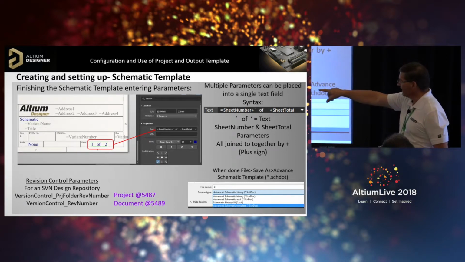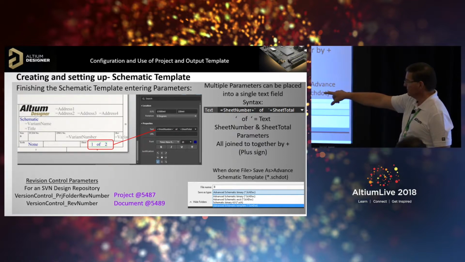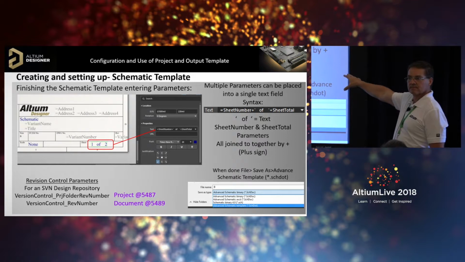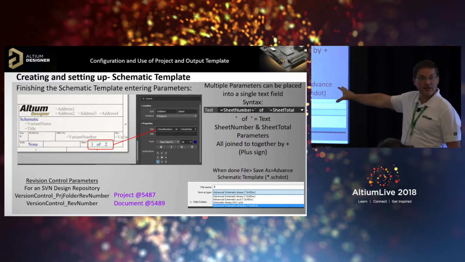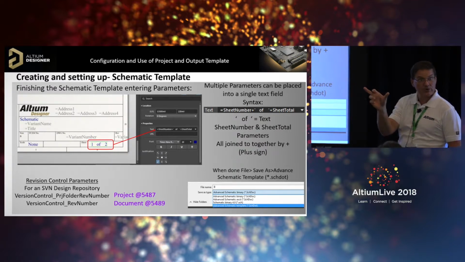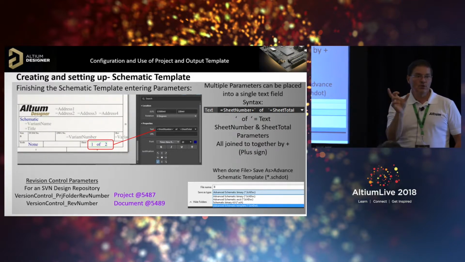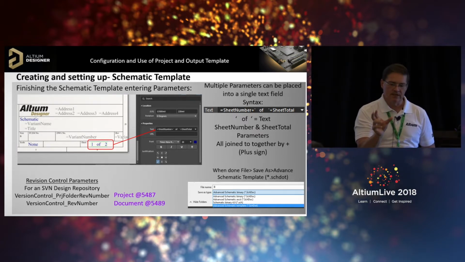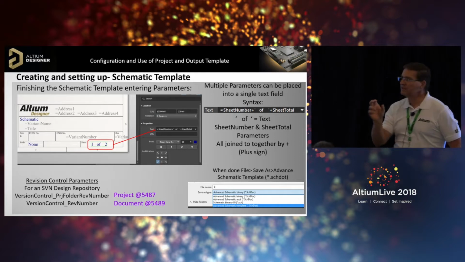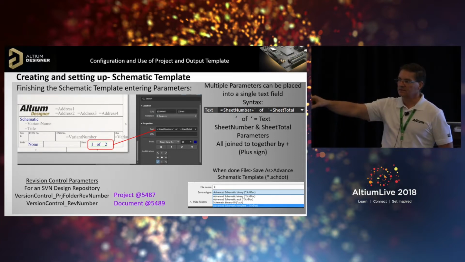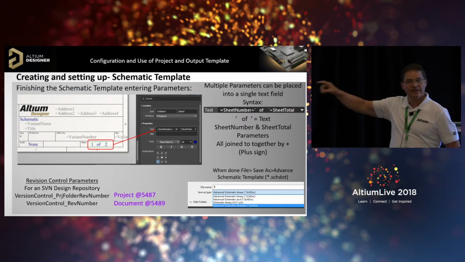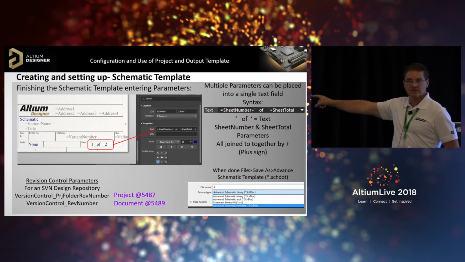So what we do is that version control project number and that version control rev number, we actually put on all our documents. We also put it on our PCB as a parameter. So every time you're working, if you're working on your PCB, and we're going to see this in a few minutes when we get into PCB side, every time you commit your project back to the repository, and that number is updated, it's also updated on your documents.